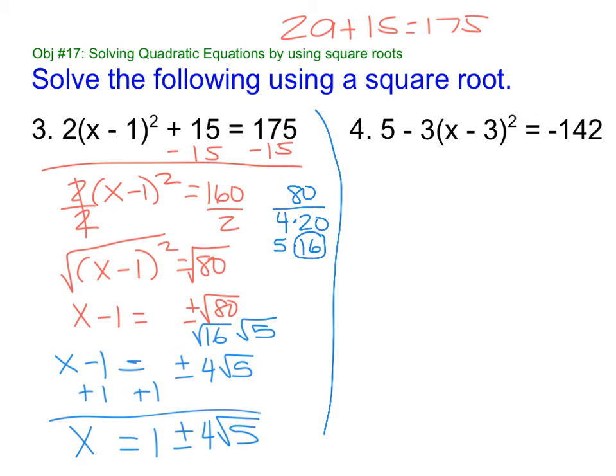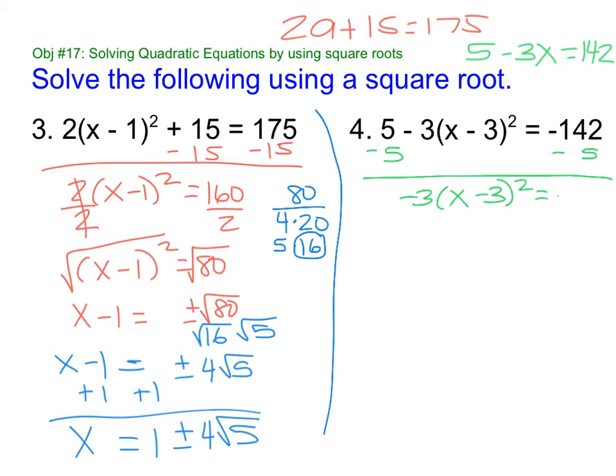All right, so now this one's a little tricky because I kind of put it backwards. If we had 5 minus 3x equals 142, what would you do first? We subtract our 5. So we're going to minus 5 on both sides. Negative 3 times (x minus 3) squared equals negative 147. Divide by negative 3. (x minus 3) squared equals, what is that? 49.